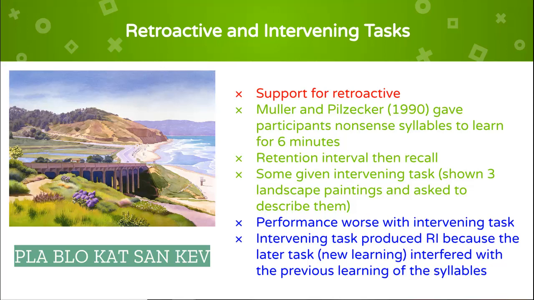Muller and Pilzecker, 1990, demonstrated retroactive interference by giving participants nonsense syllables to learn for 6 minutes. After a retention interval, they asked them to recall the list. Performance was worse when participants were given an intervening task between initial learning and recall. During this intervening task, they were shown 3 landscape paintings and asked to describe them. Therefore, the intervening task produced interference because the later task, new learning, interfered with the previous learning. This supports the role of retroactive interference in forgetting.